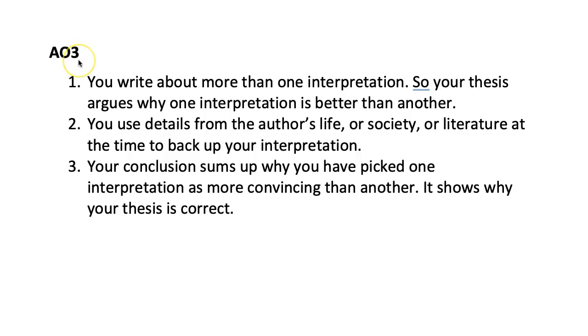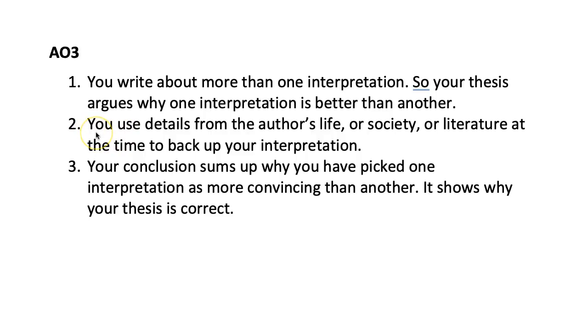Now when we get to AO3, you'll see how lots of the skills that you've just done in AO2 and AO1 count double. So you write about more than one interpretation, so your thesis argues why one interpretation is better than another. So hopefully you remember the easiest way to do that is to write about the ending of the text, and then you say, right, finally at the end, this ending suggests that this interpretation was more valid than the other one. That gives you a thesis, it gives you an argument, and it gives you AO3 grade 7.